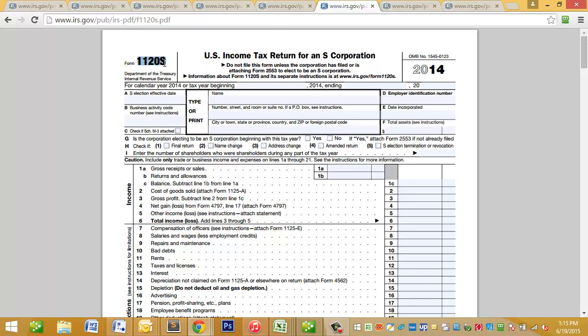Now, all it means to you is it's a different form for reporting how much was earned and how much was spent. At the end of the day, you're going to be left with the same thing, which is the amount you took out.